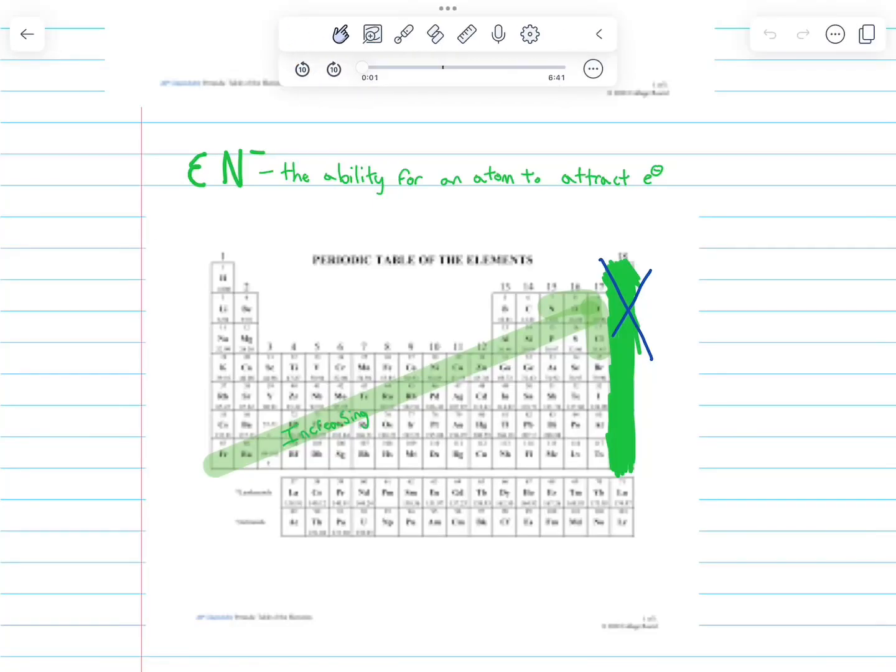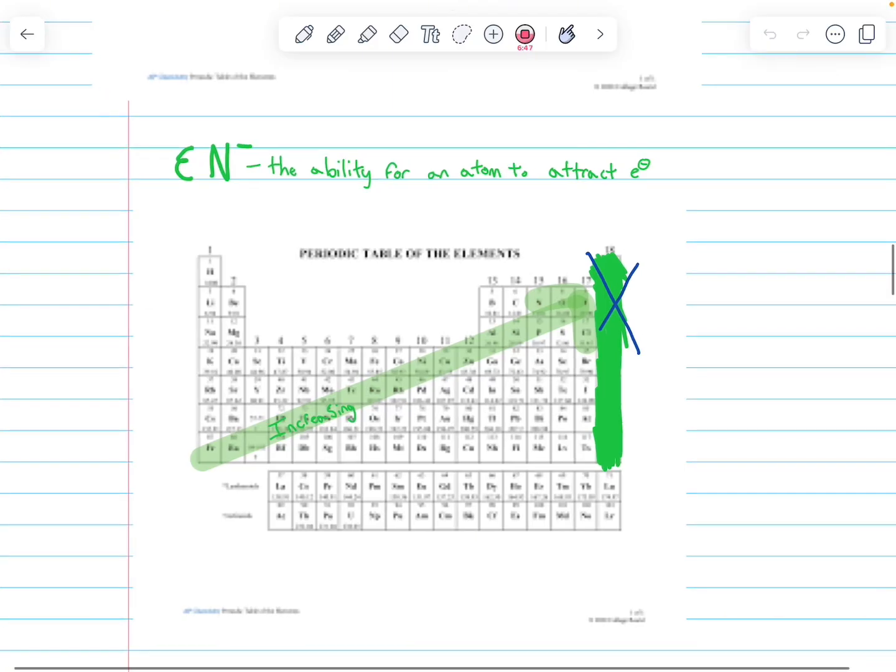Part 3 of our periodic trends videos. We have electronegativity next, and we saved the best for last. Electronegativity is defined as the ability of an atom to attract electrons, and we can see that as we go up and right on the periodic table, our electronegativity increases. Our noble gases are not involved in this trend, so I crossed them out, blurred them out. So let's go look at our notes.